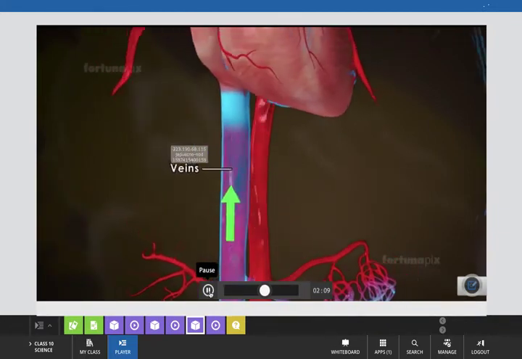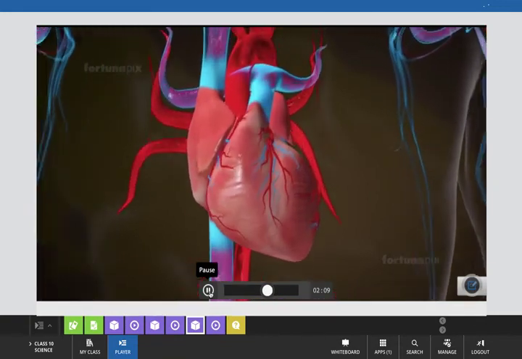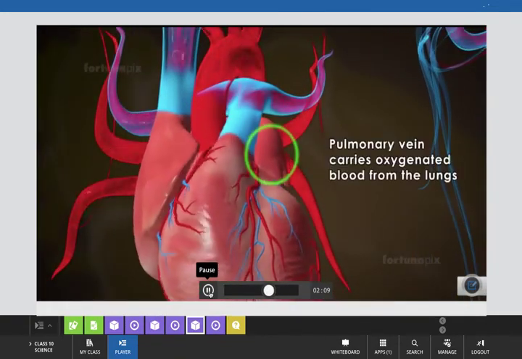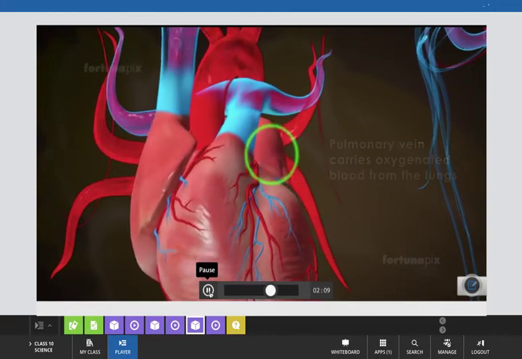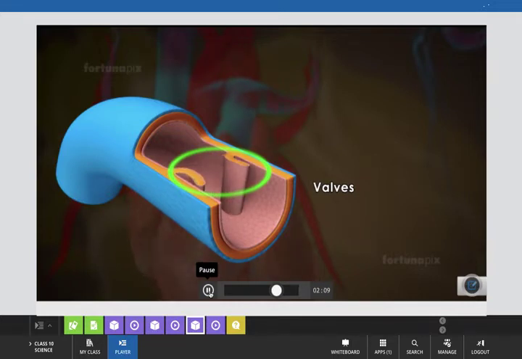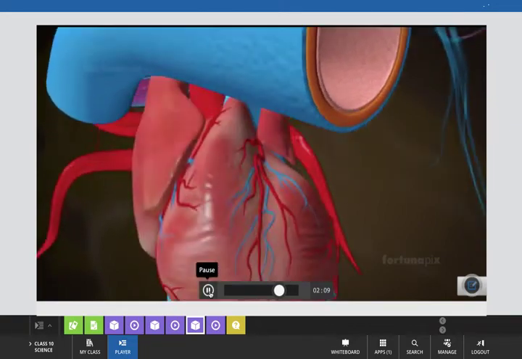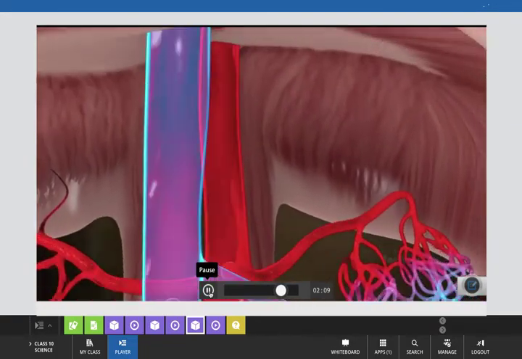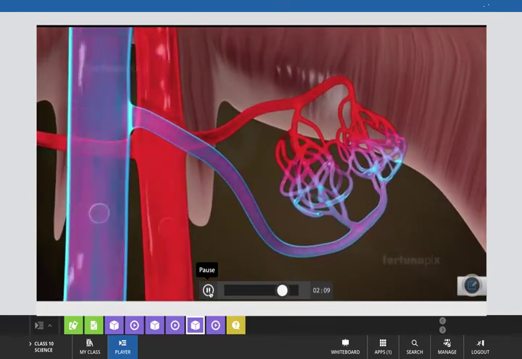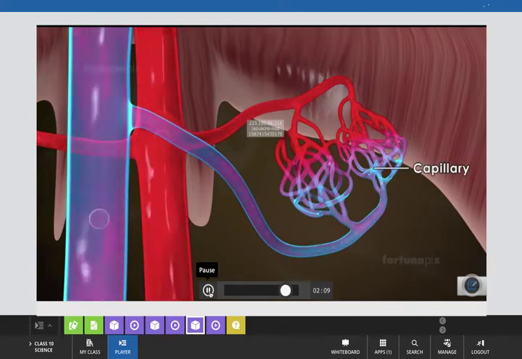Veins carry blood towards the heart. They carry deoxygenated blood. But the pulmonary vein carries oxygenated blood from the lungs. The walls of veins are thin. The lumen is wide, with valves to prevent the backflow of blood. The blood flows under low pressure in veins. Veins branch into venules, which further branch to capillaries.